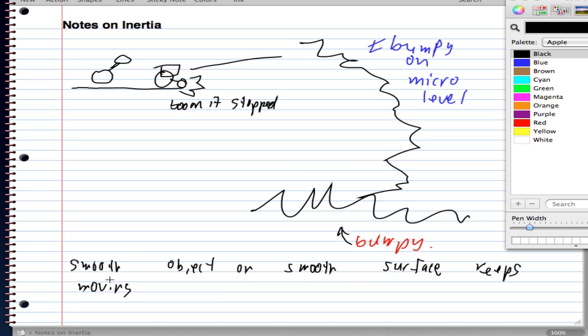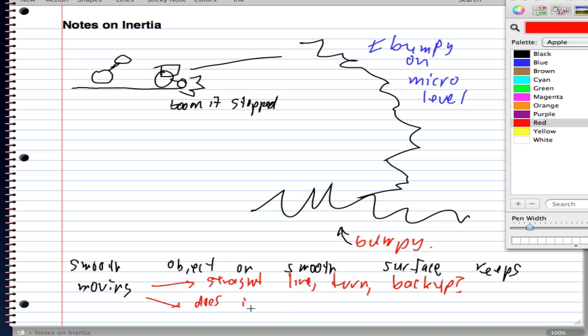which is really cool when you think about it, because my intuition says, okay, when something is moving, it should continue moving. But of course, a couple questions arise. The first question that comes to my mind is, well, how does it move? Does it move in a straight line? Does it turn? Does it back up? What happens? And then the other question that comes to my mind is, well, does it keep going forever?